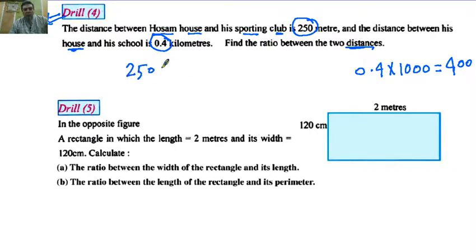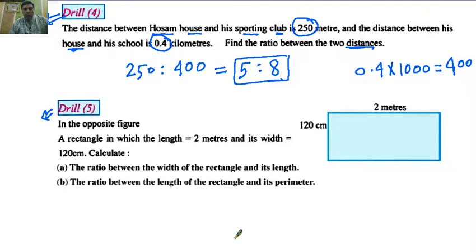250 to 400. Cancel 0 with 0. Divided by 5 equals 5. Divided by 5 equals 8. Then the ratio becomes 5 to 8.